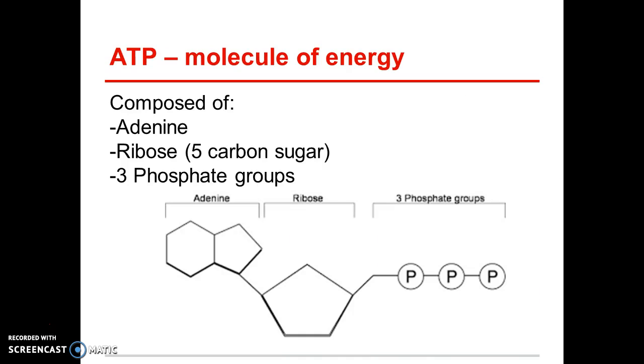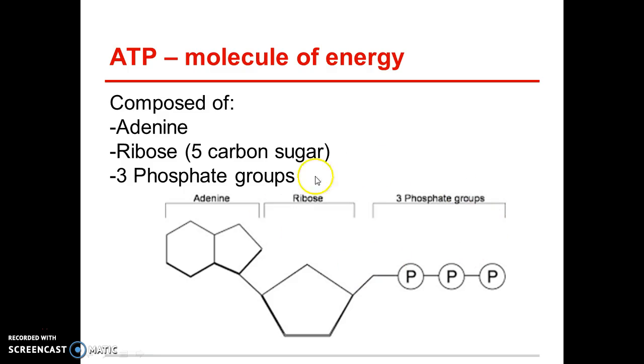The molecule of energy that you've already learned is called ATP. ATP, adenine triphosphate, is what the formal name is, which you do not need to know. But it is composed of 3 parts. Adenine, which is a protein. Ribose, which is a 5-carbon sugar, if you guys remember the macromolecules. And then there's 3 phosphate groups tacked on to the side.